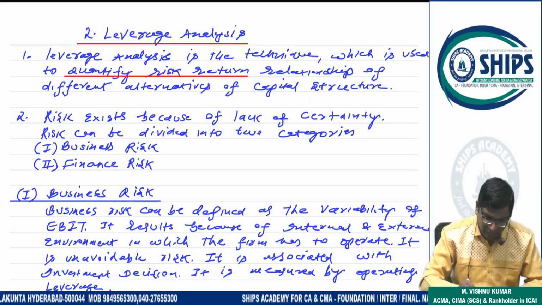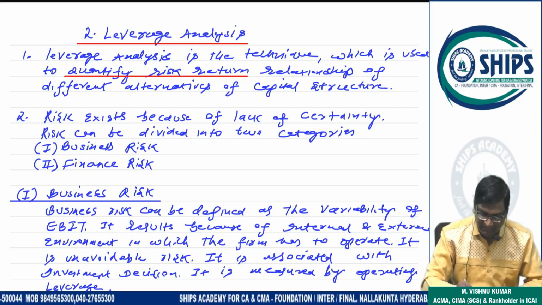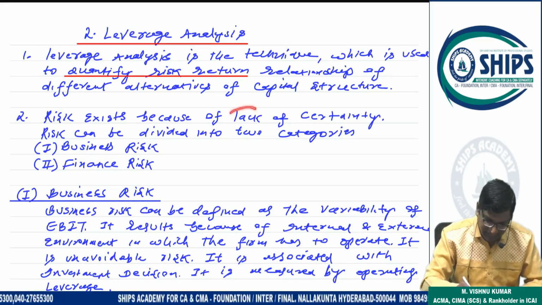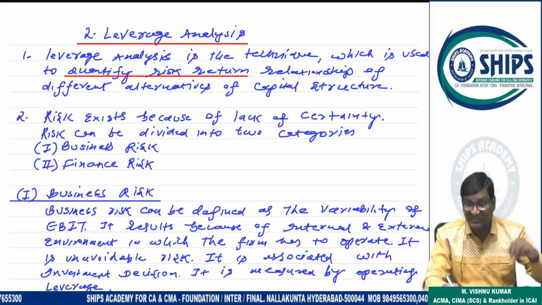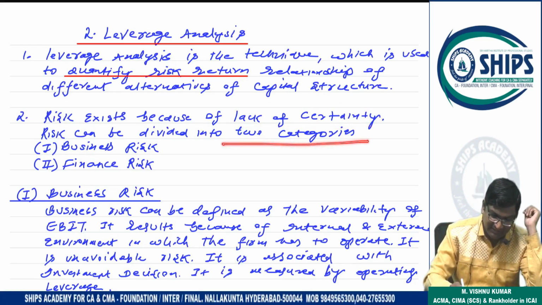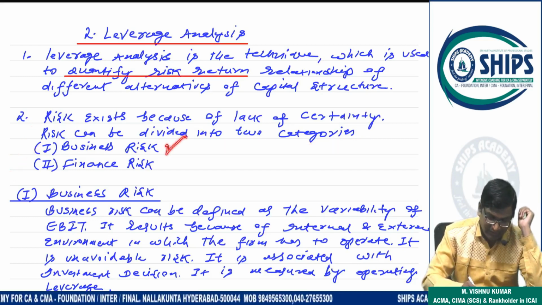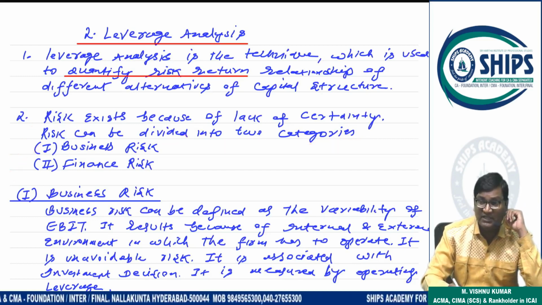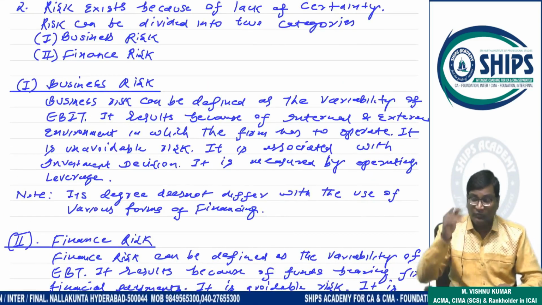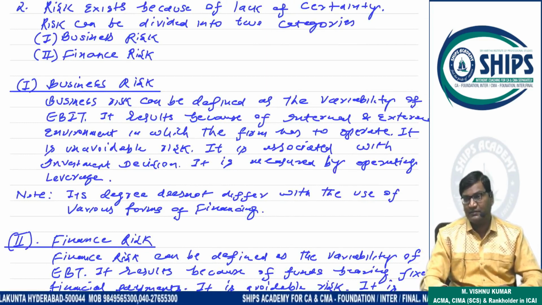So risk exists because of lack of certainty. In other words, it is uncertainty. Whenever there is uncertainty, risk arises. So risk is divided into two categories: business, finance. Business risk is called as what? Operating risk. So business risk is called as operating risk.